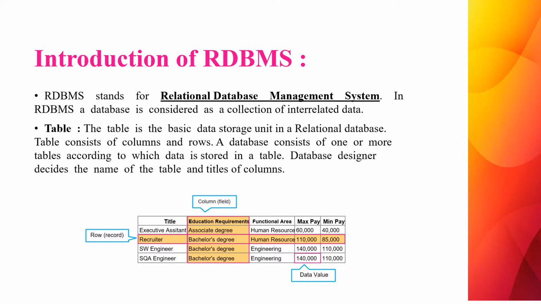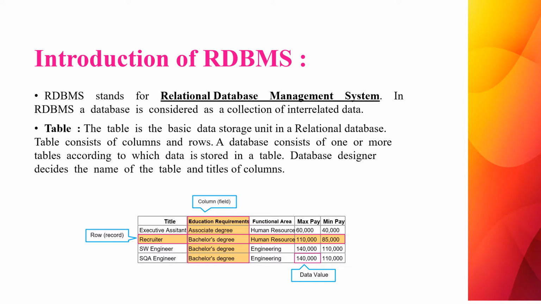Now, as you know, a database means a collection of interrelated data. So here the RDBMS is a database which is considered as a collection of interrelated data. The data must always be related to each other, then only we are able to retrieve whichever information we want. So a relationship must be maintained within the database. That's why it is called the relational database management system.